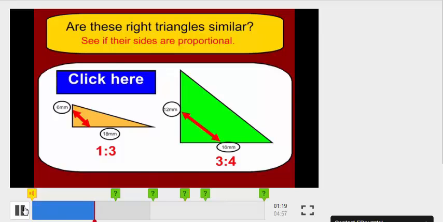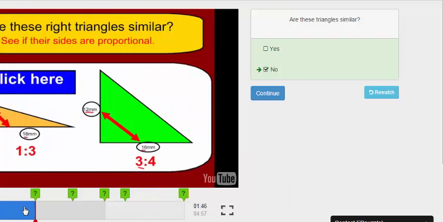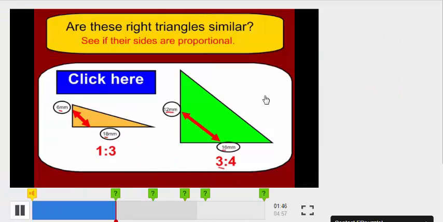Now, here are two right triangles. Are they similar? Do they have the same ratio when you're looking at their sides? This one has a ratio of 6 to 18, which would simplify to 1 to 3. The larger right triangle has a ratio of 12 to 16, which is 3 to 4 if you simplify it. They don't have the same ratio. Those are not similar triangles. The correct answer to the first question is no. Students would answer no to this question and then hit continue the lesson.